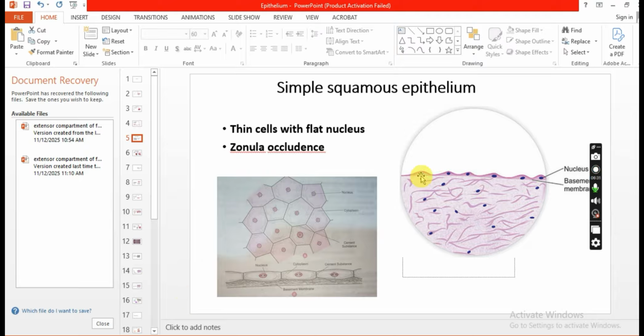The connection between the cell and the adjacent basement membrane is called the hemidesmosome. There are different types of cell junction: zonula occludens, zonula adherens, desmosome, hemidesmosome and others.